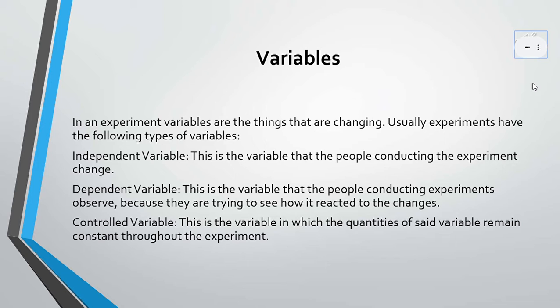Next, we had to define our variables. In an experiment, variables are the things that are changing. Usually experiments have the following types of variables. There's the independent variable, which is a variable that the people conducting the experiment change. Then there's the dependent variable. This is a variable that the people conducting experiments observe because they're trying to see how it reacted to the changes. And finally, there's a controlled variable, and this is a variable in which the quantities remain constant throughout the whole experiment.